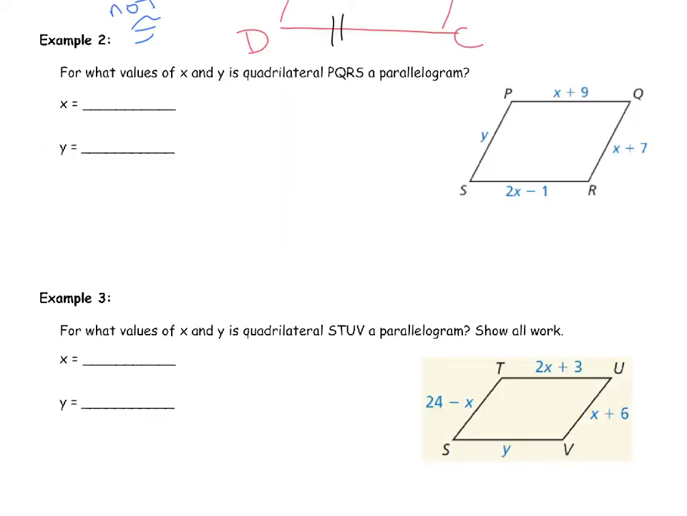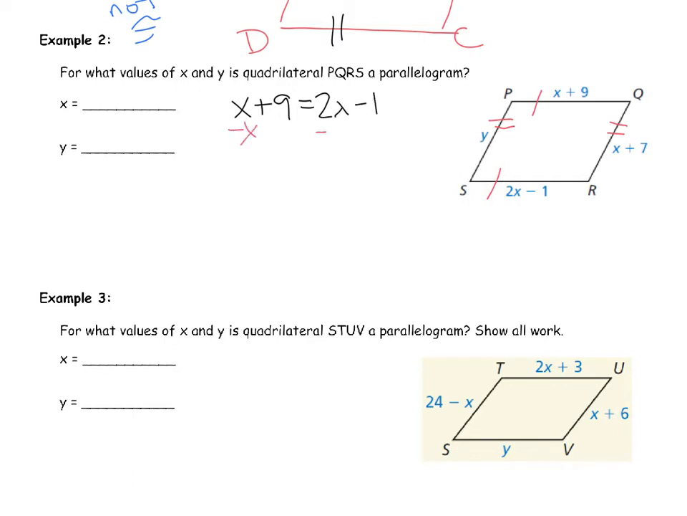For this next example, for what values of x and y is quadrilateral PQRS a parallelogram? Notice here they've labeled all of our sides. So if we're establishing that this is a parallelogram, then we know that PQ is going to be congruent to SR, and that PS will be congruent to QR. So the first thing that we're going to use is that PQ is congruent to SR. Therefore, we're going to set x plus 9 equal to 2x minus 1 to figure out what the value of x is. So x plus 9 equals 2x minus 1.